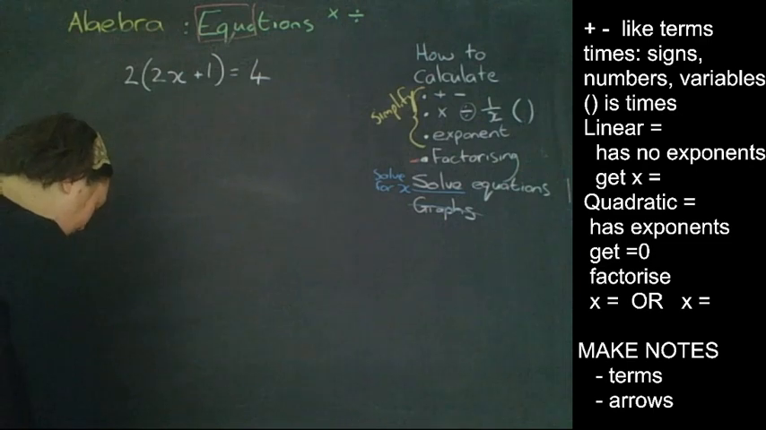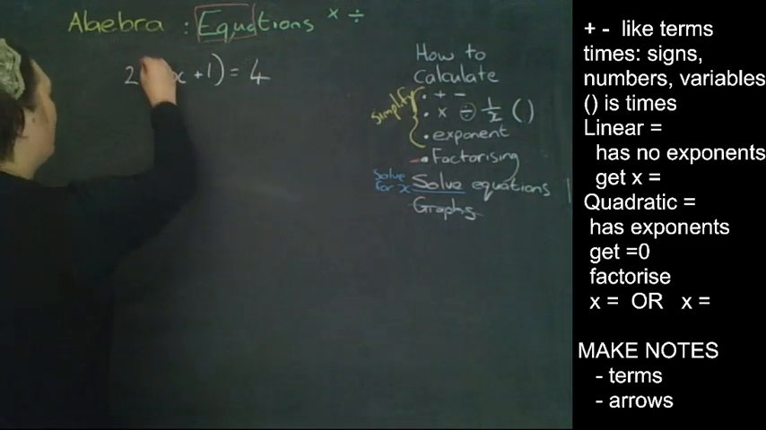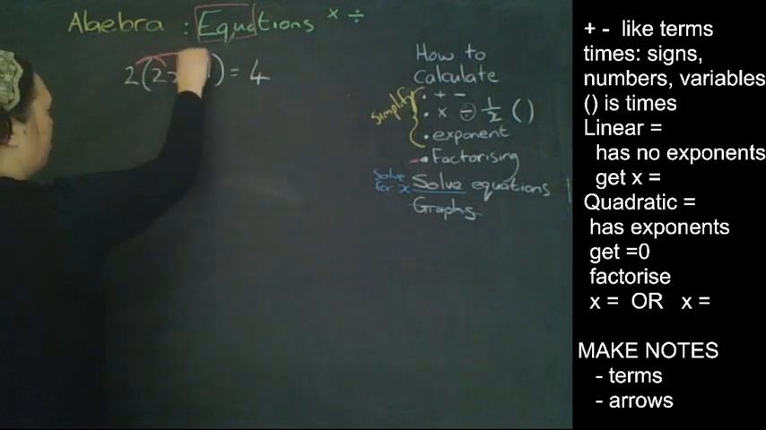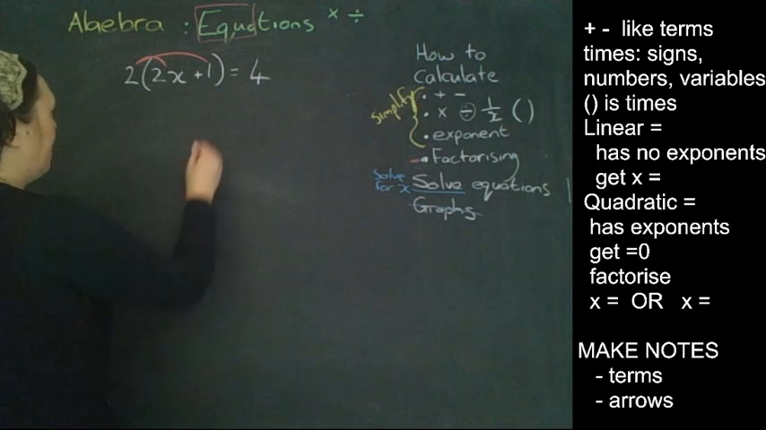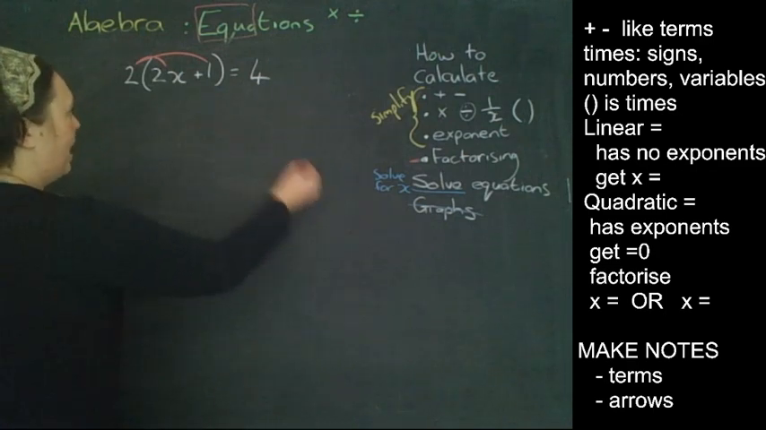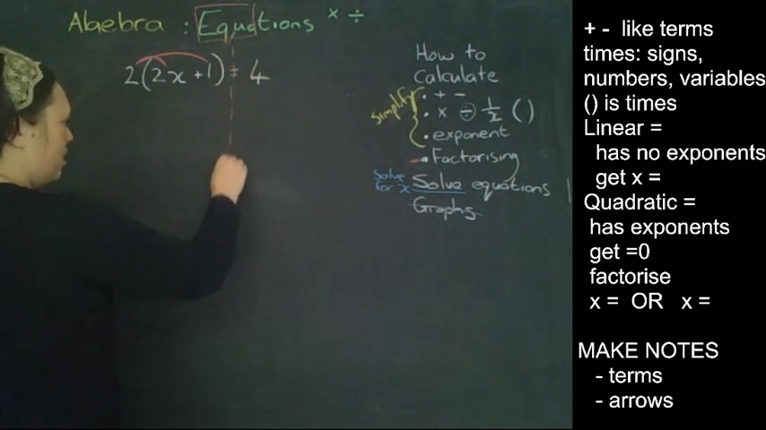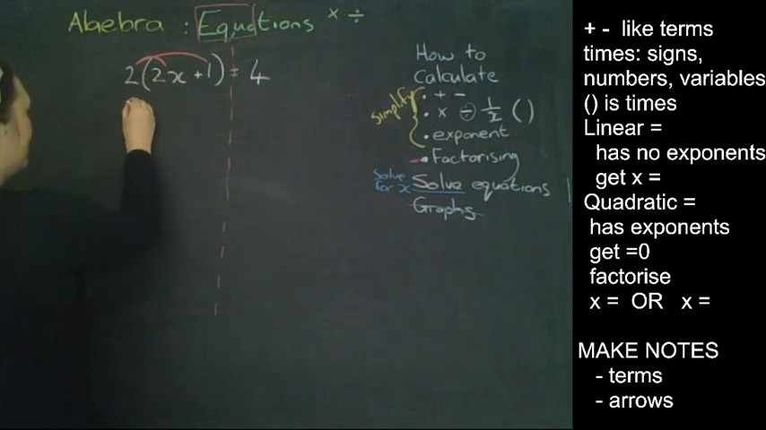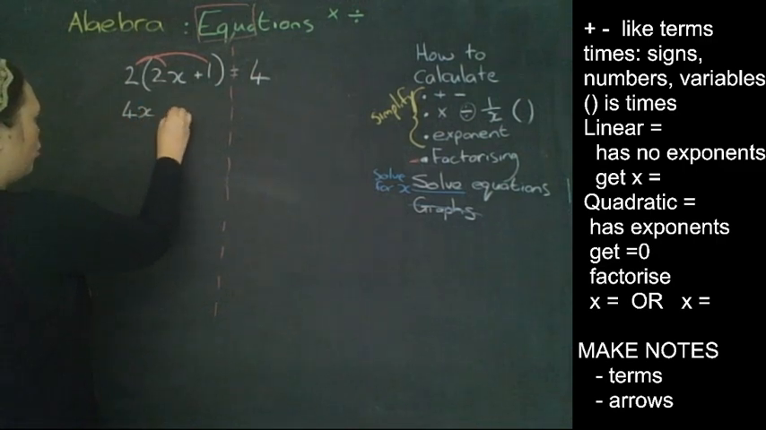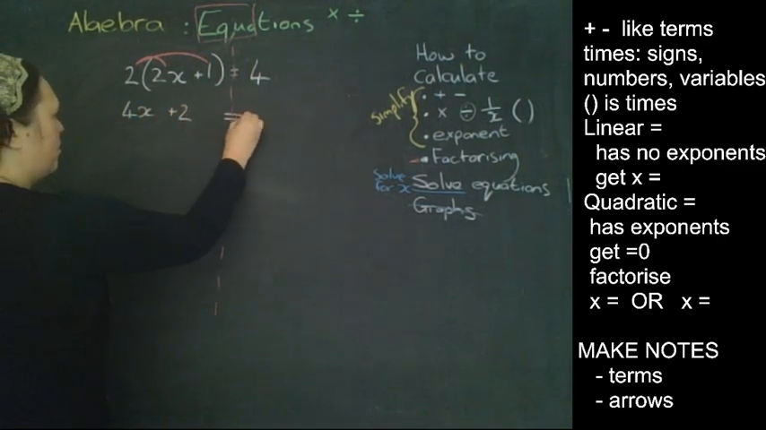So I said that this is the distributive law. We multiply it in. So let's do that first. This is solve for x. We've got an equation, so we're dealing with two sides. Here we multiply this in, and we've got 4x plus 2 equals 4.